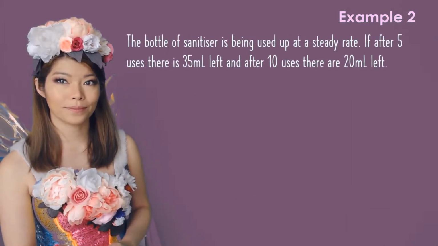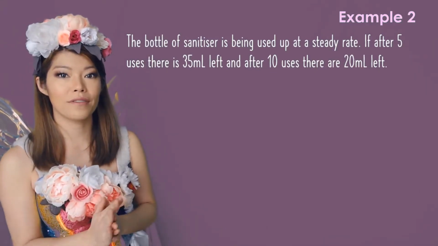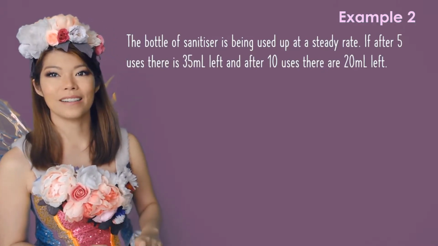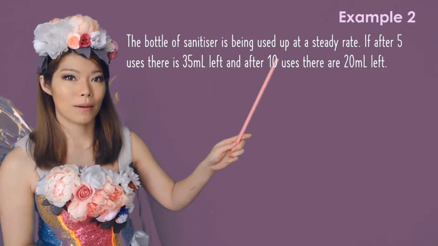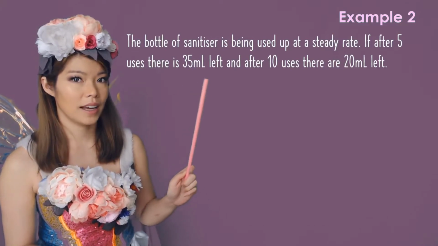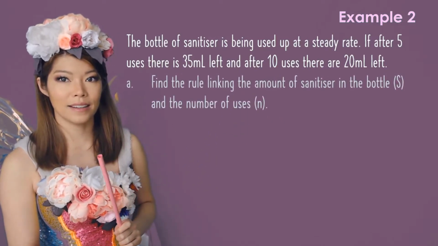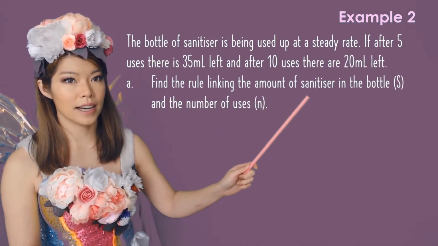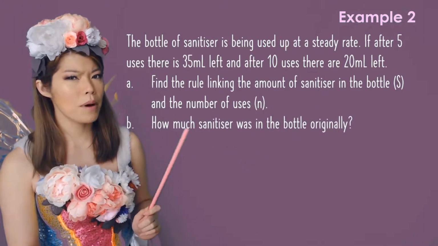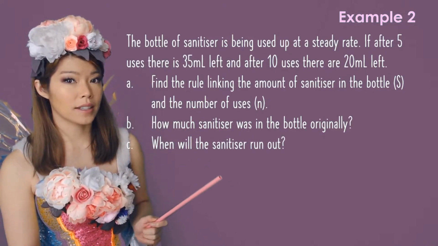Example 2. Now you can read the question and give it a go yourself. Pause the video, try to find a solution, and then unpause to see the answer. Let's read. The bottle of sanitizer is being used up at a steady rate. If after 5 uses there's 35 mils left, and after 10 uses there are 20 mils left. Part A. Find a rule linking the amount of sanitizer in the bottle S and the number of uses N. Part B. How much sanitizer was there at the start? And part C. When will this sanitizer run out?